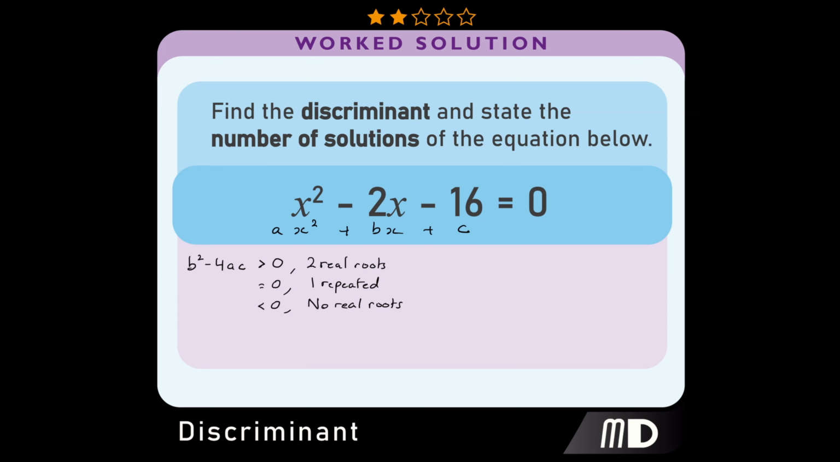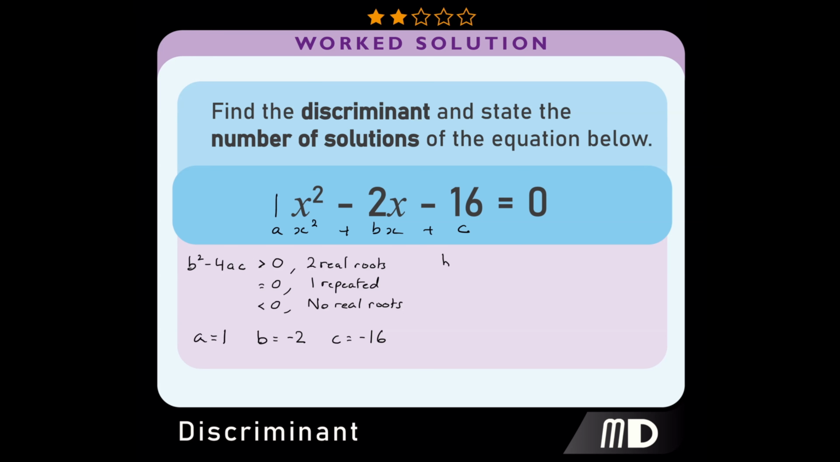So given that the general form of a quadratic expression is ax squared plus bx plus c, and comparing it with the equation we have been given, the coefficient of x squared is 1, so a equals 1. The coefficient of x is minus 2, so b equals minus 2, and our value for c is minus 16.